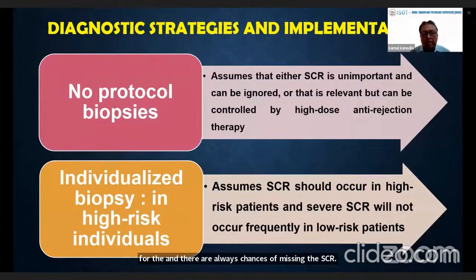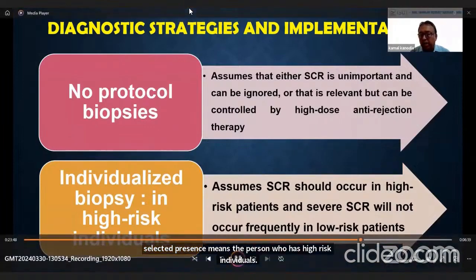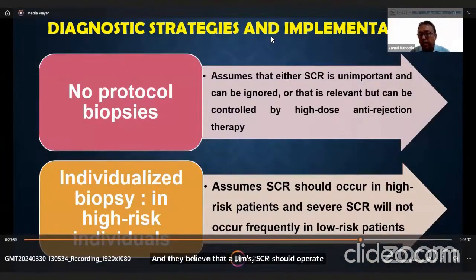Few centers believe that biopsy should be kept for selected patients, meaning high risk individuals. They assume SCR should occur in high risk patients and severe SCR will not occur frequently in low risk patients. In this policy also, there are always chances of missing the SCR in lower risk patients.